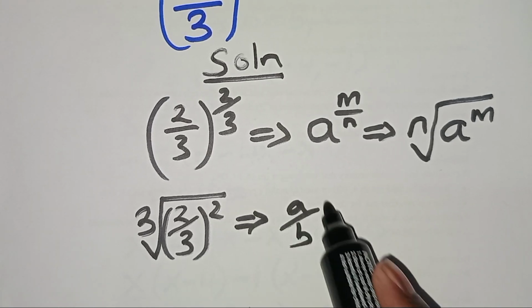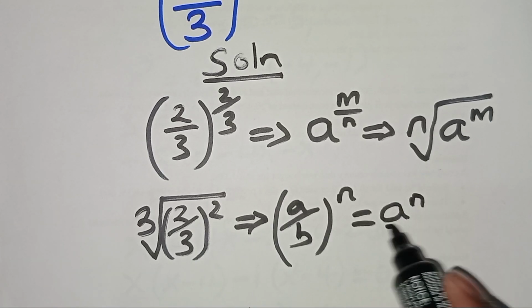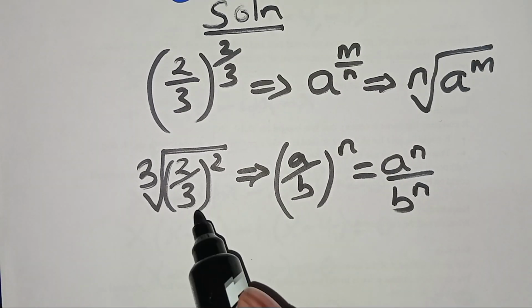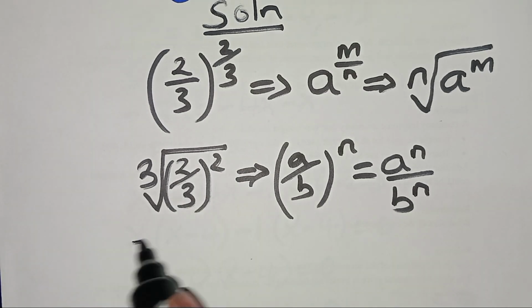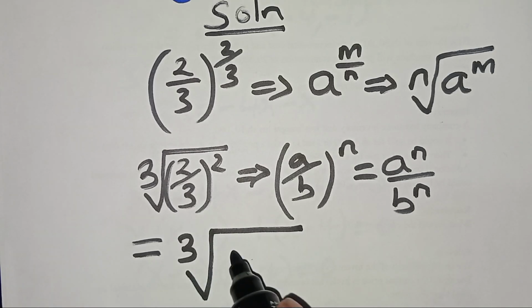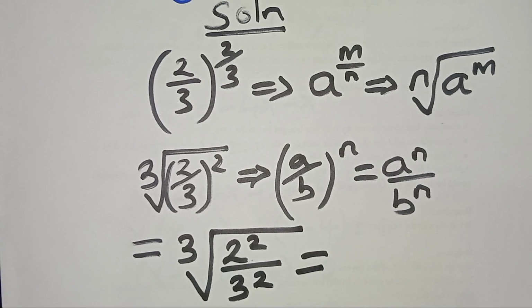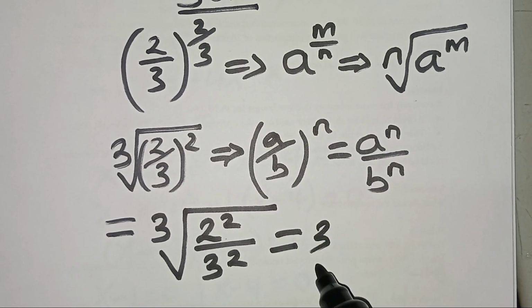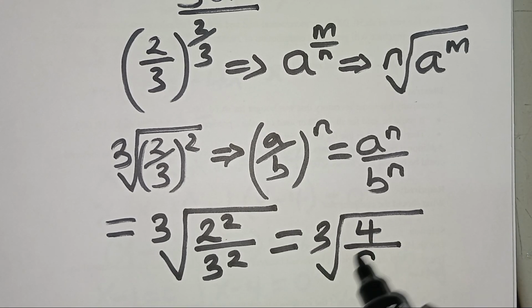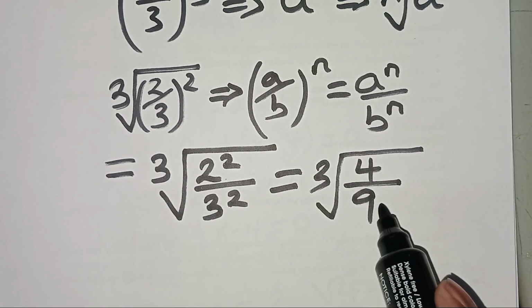This is in the form of (a/b) raised to power n, which we can express as a to the power n divided by b to the power n. Applying this property, the cube root of (2/3) squared becomes the cube root of 2 squared divided by 3 squared. This is equal to the cube root of 4 divided by 9, since 2 squared is 4 and 3 squared is 9.